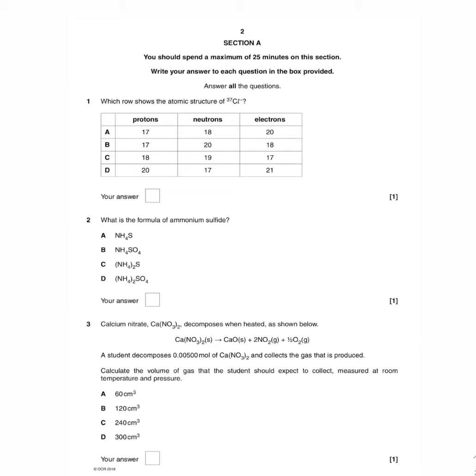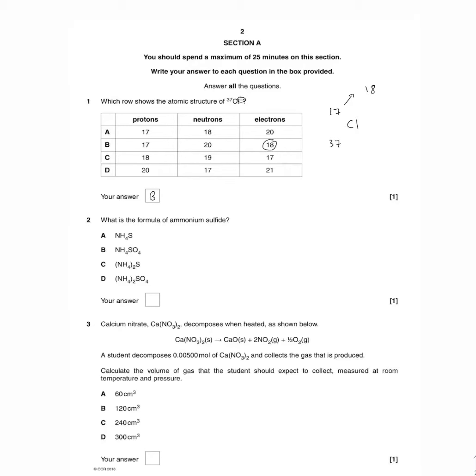Right, so first question is, which row shows the atomic structure of this chlorine ion? So the chlorine atom has this atomic number and this mass number. Right, so we're going to know if this is an ion with an electron added, the electrons are instantly going to go up to 18. So the answer is obviously B.